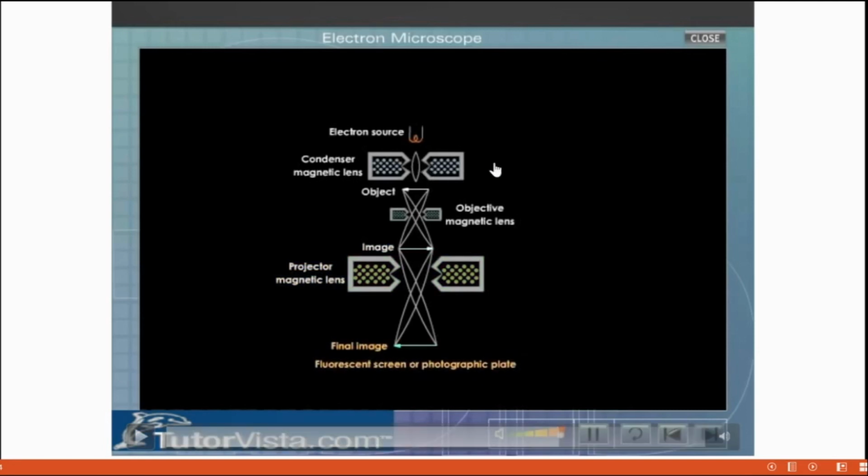This is the explanation about the working of the electron microscope that I already explained to you before this video. I think everybody understands that. Okay, it's very clear and simple.